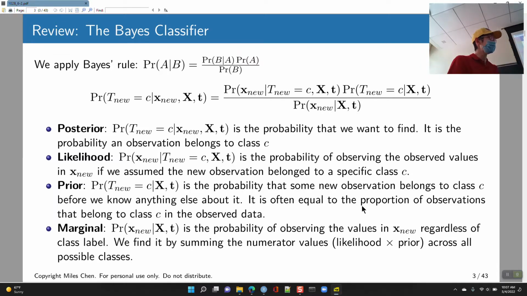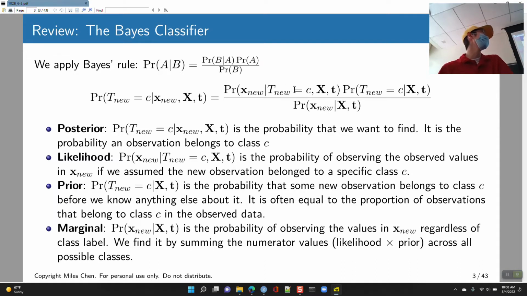We use Bayes' rule, right? Bayes' rule says if you want A given B, you can do it by finding B given A, and then multiply it by the probability of A and divide by the probability of B. So the probability that something belongs to a class given these new values is equal to the probability of getting those new values if we assumed it belonged to a certain class, okay?